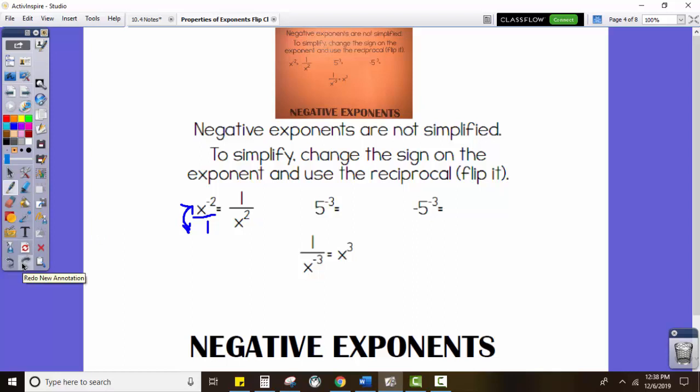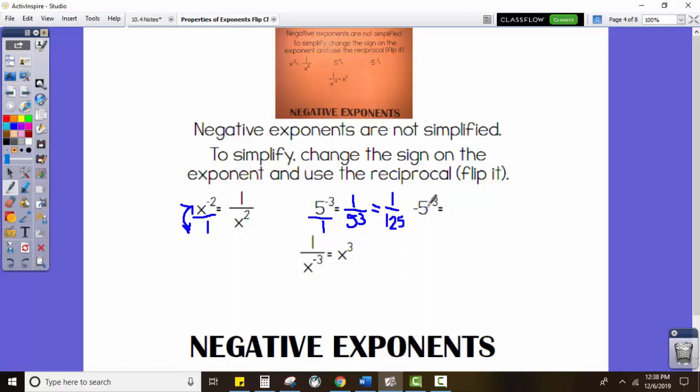Next one, I have 5 to the negative third. Remember that's over 1. So I'm going to flip it. The 1 and the 5 to the third are going to switch places. So I have 1 on the top. In the denominator, I have 5 to the positive 3 because my exponent now turns positive after I take the reciprocal. And I can keep evaluating this because I know that in the denominator I have 5 to the third. 5 times 5 times 5 is 125.